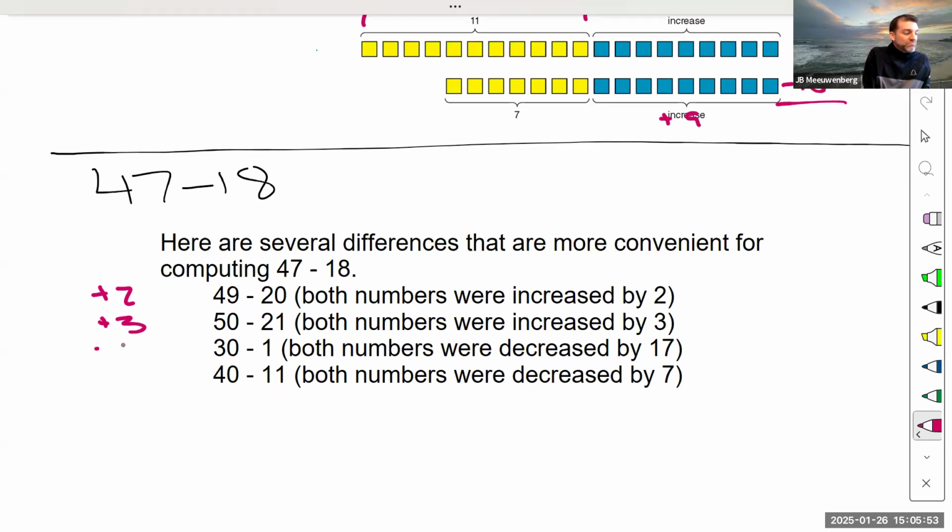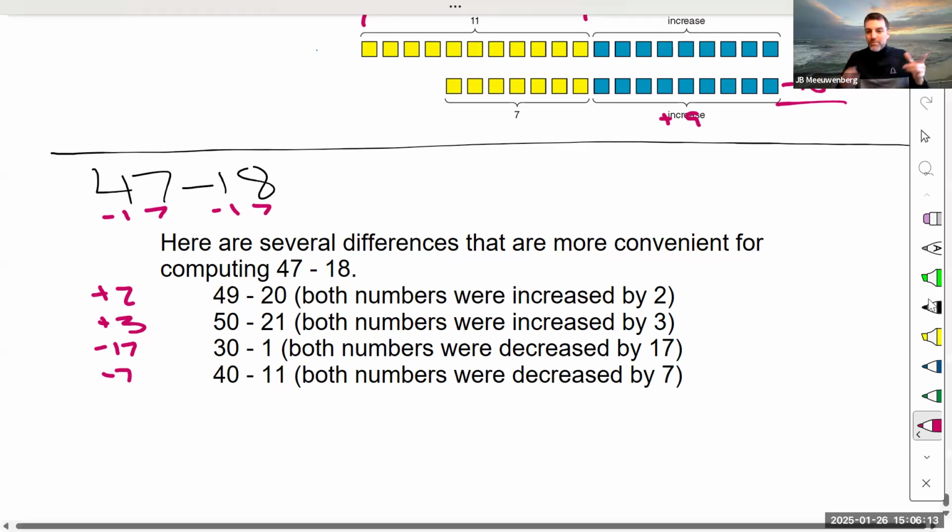Maybe you subtracted 17 from both numbers. Minus 17 to get 30, minus 17 to get 1. 30 minus 1 is 29. Or maybe you subtracted 7 from both numbers. Changes that first number to 40, the second to 11. 40 minus 11 is 29. So as long as you're changing both numbers equally, the difference remains the same.